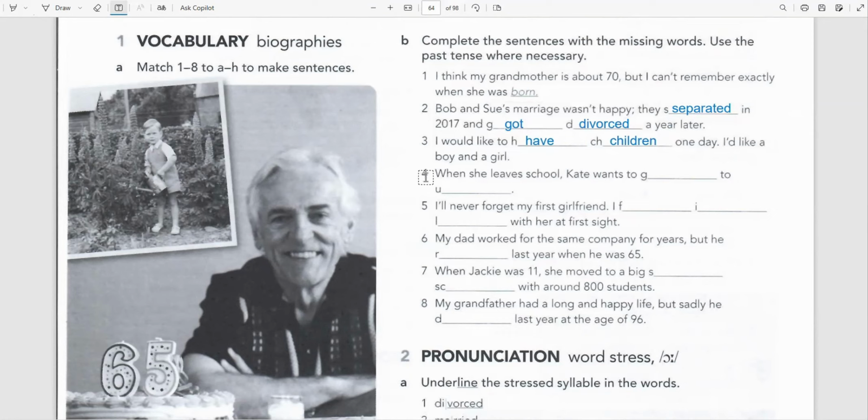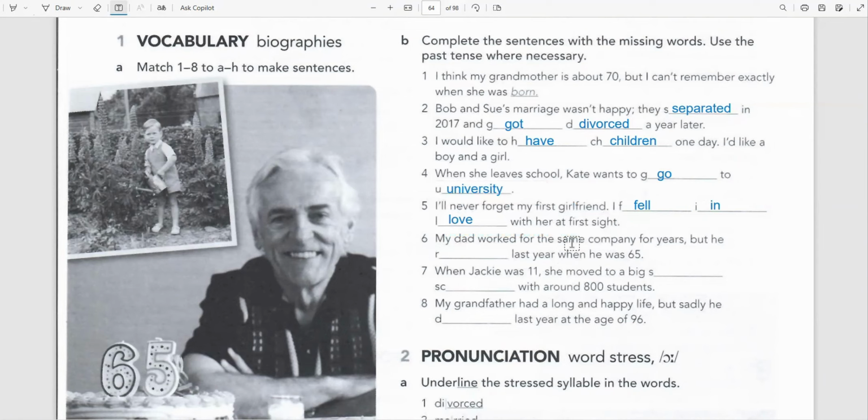And then number 4, when she leaves school, Kate wants to, so this is U and G. So after school, it would be going to university. So wants to go to university. Okay. Number 5, I'll never forget my first girlfriend. Okay, it's about the first girlfriend, at first sight. So we're talking about the first time of meeting, F-E-L, that will be fall in love, but obviously in the past simple, it will be fell in love. Fell in love. Okay, we're going to put love here.